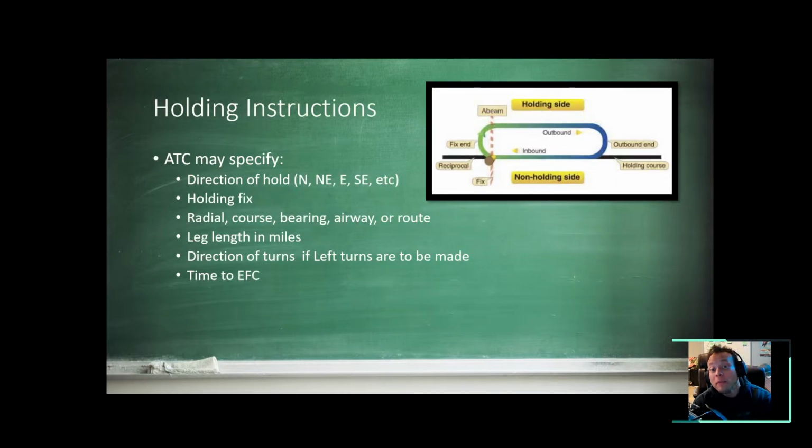Now, if there's a published hold and ATC says to hold at the published fix, then you just basically follow the chart. But they may also specify a fix, direction, the radial, course, bearing, airway, or route that they want you to hold on, the leg length in miles, the direction of the turns if they don't want you to do standard turns, and the time of your expected further clearance. Again, the purpose of this is to occupy you while they're busy. So they might say, go hold over there, hold north of this fix on the 360 radial for 4 miles and make left turns instead of right turns, and I will tell you what to do in 10 minutes, and that's kind of how it's going to run, right?